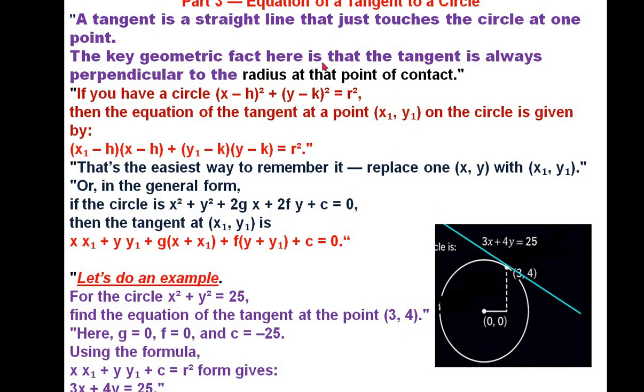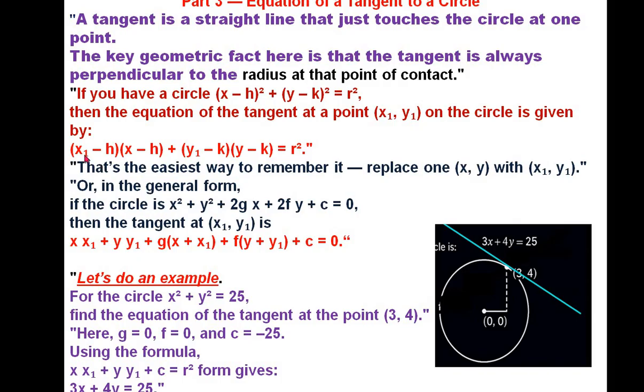So this is the key point you must remember. If you have a circle (x − h)² + (y − k)² = r², then the equation of the tangent at a point (x1, y1) on the circle is given by (x − h)(x1 − h) + (y − k)(y1 − k) = r².